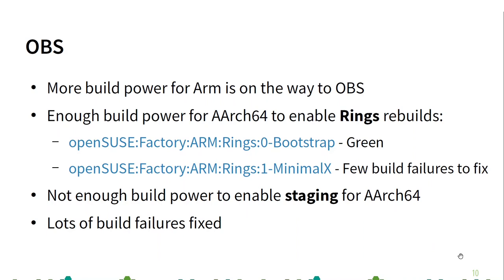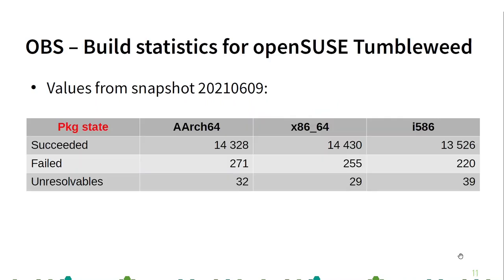Unfortunately, we don't have enough build power to enable staging projects for AArch64, so we only have staging projects for x86, which already discover some problems which are common between architectures. And of course, since the last talk, we fixed a lot of build failures for ARM. A few build statistics from last week. It's for openSUSE Tumbleweed, for AArch64 and x86. So you can see that build failures and unresolvables are mostly the same between both architectures.